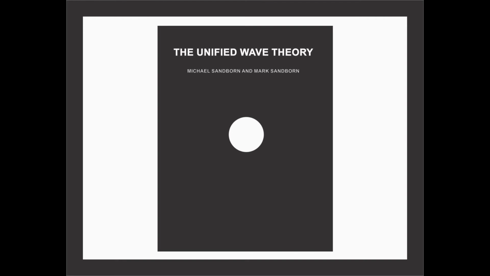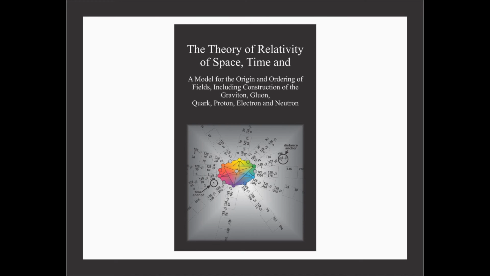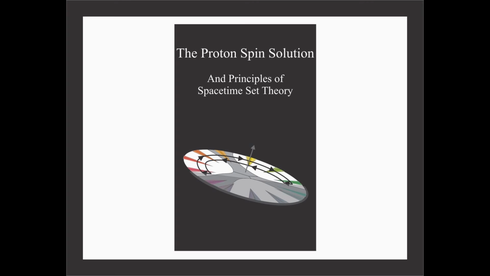The most significant references for this book are 4 books produced by Michael Sanborn and Mark Sanborn. The original theoretical work by Michael Sanborn and Mark Sanborn is The Unified Wave Theory, produced in 2001. In 2014, Mark Sanborn and Michael Sanborn produced The Rosetta Stone, the Universal Harmonic Language Model. This was followed up in 2015 by Michael Sanborn's release of 2 additional works, The Theory of Relativity of Space, Time, and Numbers, and the Proton Spin Solution, upon which this video is based. Additional references are cited based upon the book, The Proton Solution.